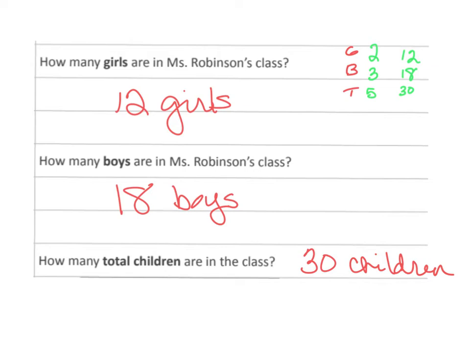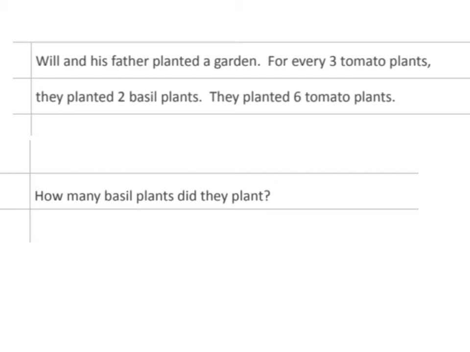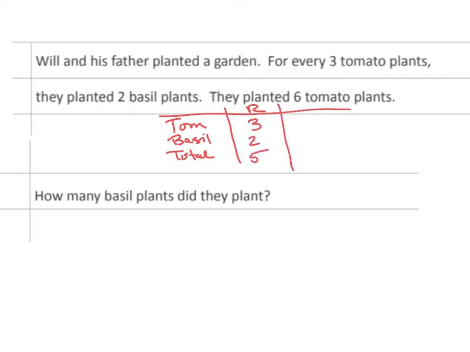The next ones we're not going to be on separate pages, so you'll be able to see the table as we go through it. So let's do this. Will and his father planted a garden. For every 3 tomato plants, they planted 2 basil plants. So we have tomato plants, we have basil plants, and we have total plants. So here we go. In the ratio that they gave us, we have 3 tomato and 2 basil for a total of 5. They planted 6. This is the actual. They planted 6 tomato plants.